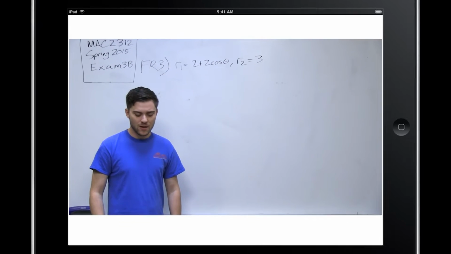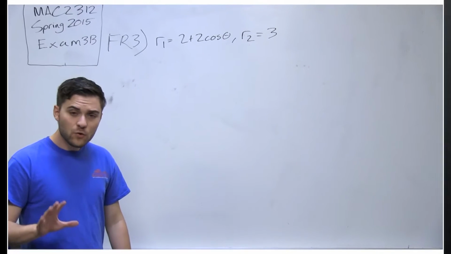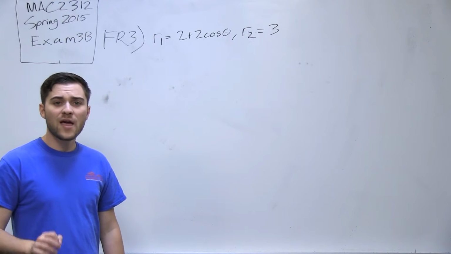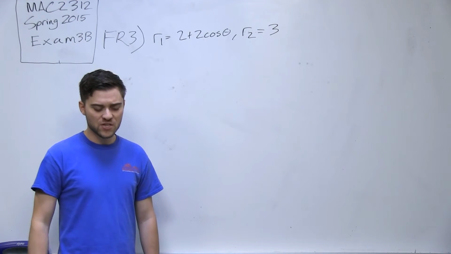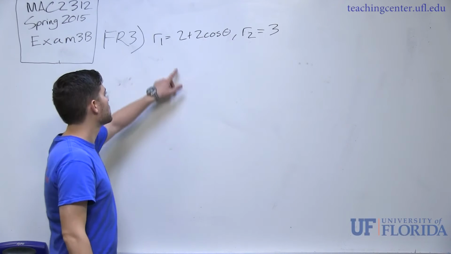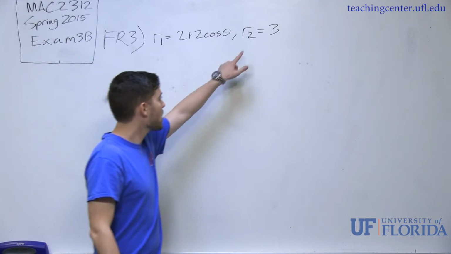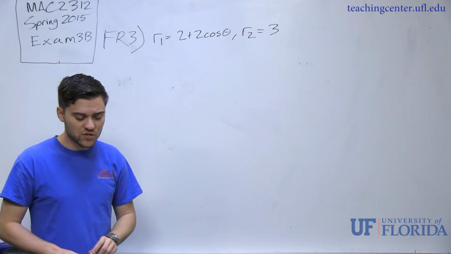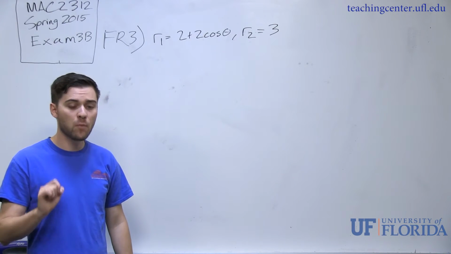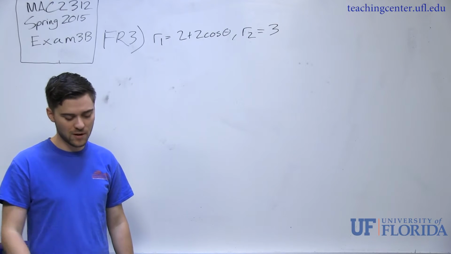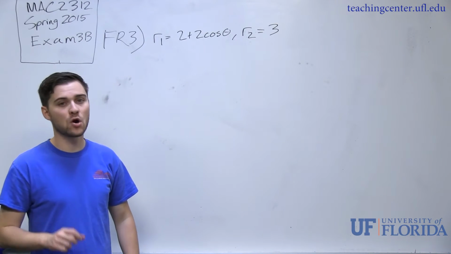Problem number 3 is asking you a few different things in this case. So we'll start with part A, we'll work our way through part B and part C. It gives you two curves, R1 equals 2 plus 2 cosine theta, and R2 equals 3. The first question says that it wants you to graph the pair of polar curves on the same coordinate plane and identify the curves as R1 and R2.